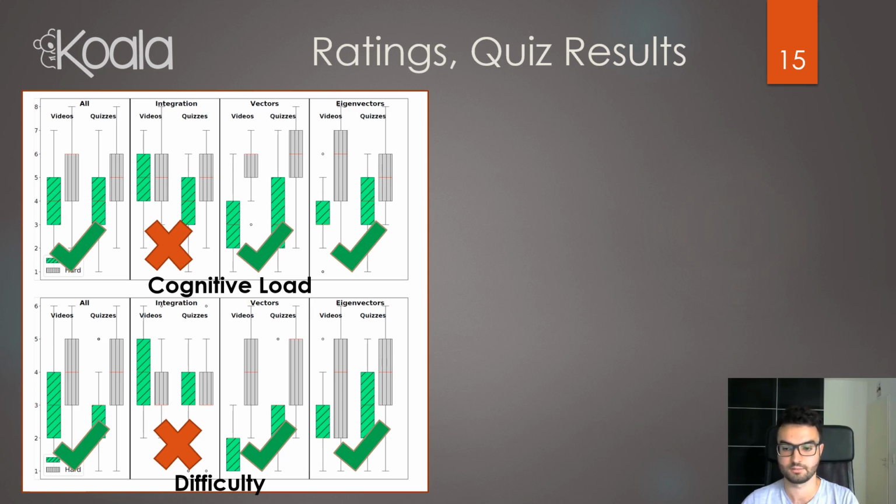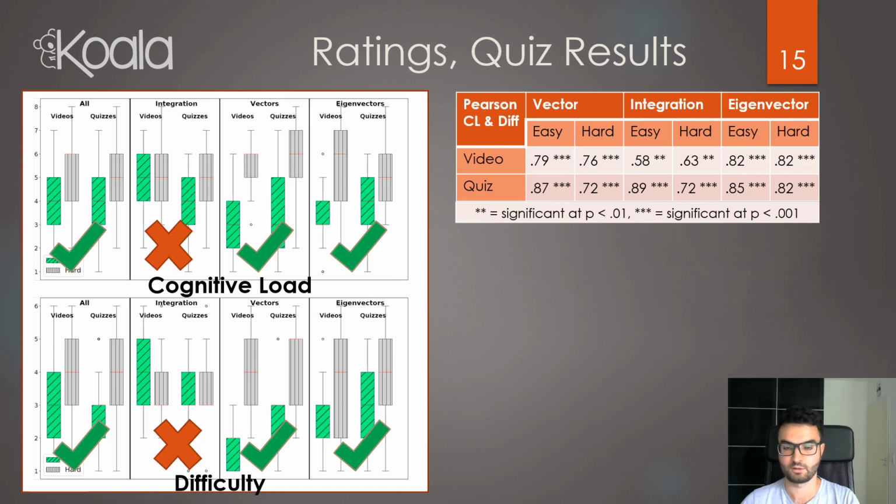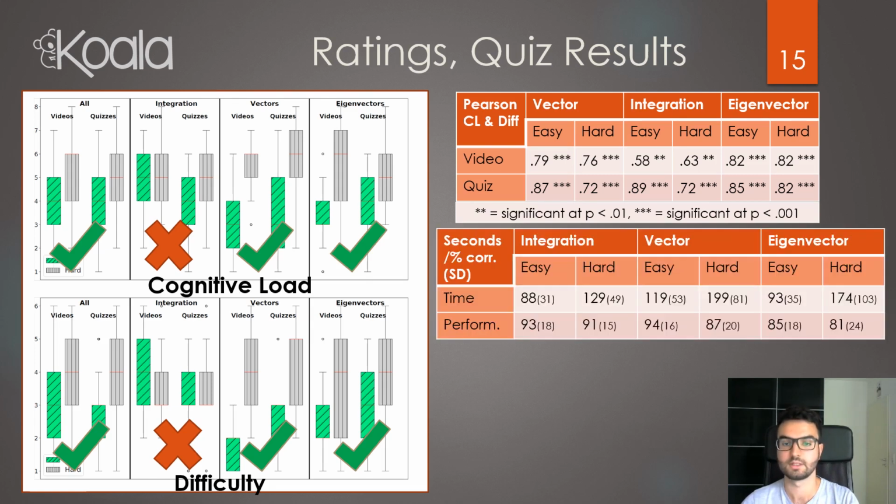so we also need to consider the topics individually. When we look at the correlations between the cognitive load ratings and the difficulty ratings, we see that they are highly correlating. So for participants, the 2 things were apparently very strongly related and almost the same. And if we look at the results in the quizzes, we see that participants were indeed much faster for the easy than for the hard quizzes. But in terms of how well they answered the questions, there was only a marginal difference between the easy and the hard topics.